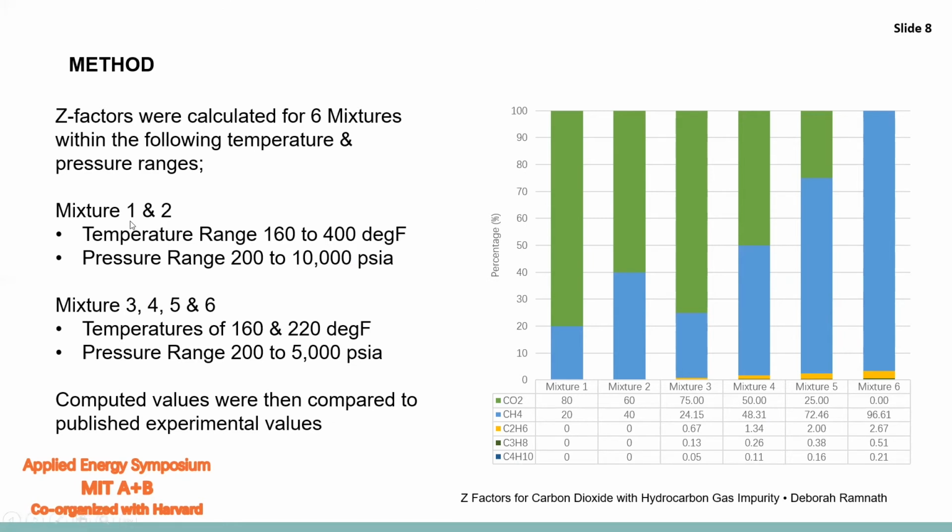Mixtures 1 and 2 were investigated at a temperature range of 160 to 400 degrees Fahrenheit and a pressure range of 200 to 10,000 psi, while mixtures 3 to 6 were investigated at temperatures of 160 and 220 degrees Fahrenheit and a pressure range of 200 to 5,000 psi. Once Z values were computed for these mixtures, they were then compared to Z factors from published experimental results.